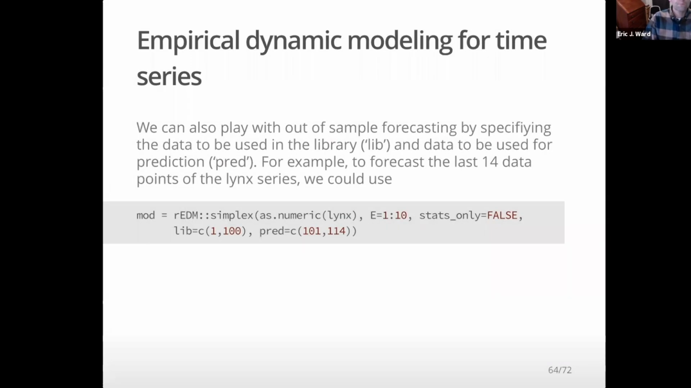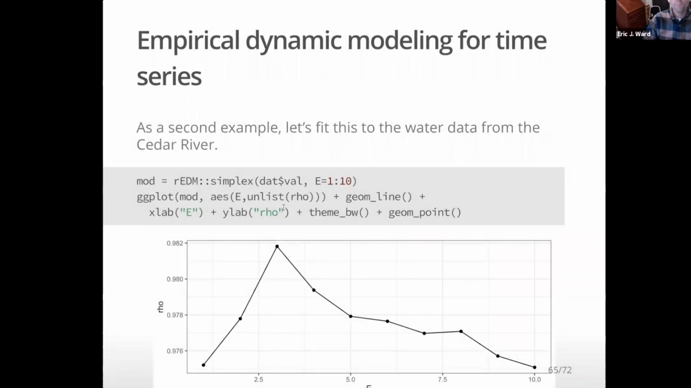Okay, so there's a bunch of other arguments that you can play with here. We can change basically our forecasting period, and you can use these arguments, the library argument and the predicted argument, to move the window over how much of the time series you're using for your training data set and how much of it you're using to actually make predictions on. So if you wanted to make predictions on the last 14 observations instead of just the last observation, you could slide these around.